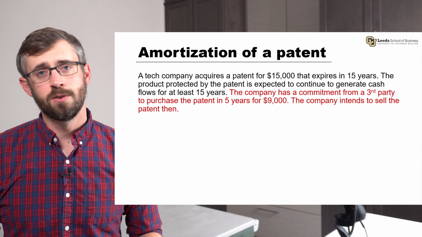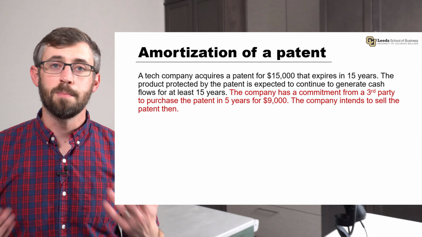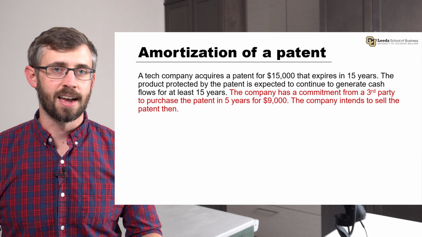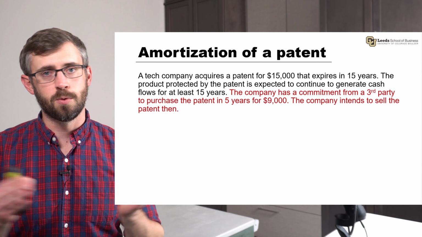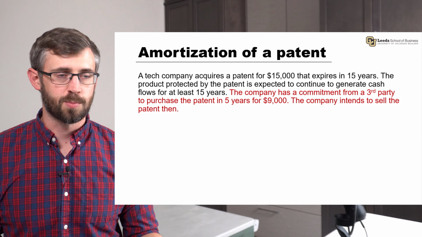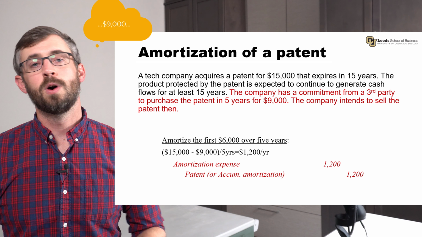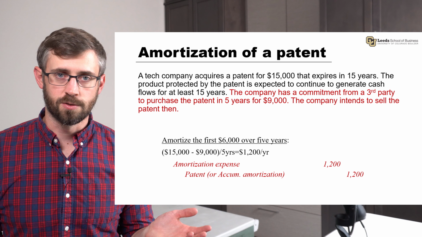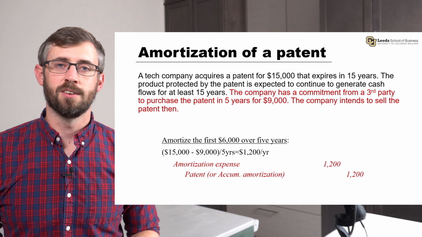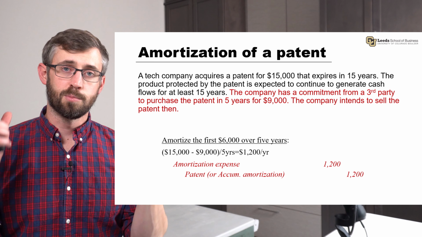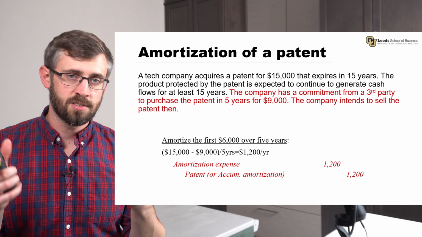So another scenario, let's say they buy this patent and they have a commitment from another company to buy this patent in 5 years for $9,000. So the current company only wants to use it for 5 years and then they're going to sell it, and they know the eventual sales price is $9,000. Well, what they're going to do there is treat this just like a residual value and a shorter useful life. So we'll take our $15,000 cost, subtract the residual value of $9,000, and now we've got an amortizable cost of $6,000.